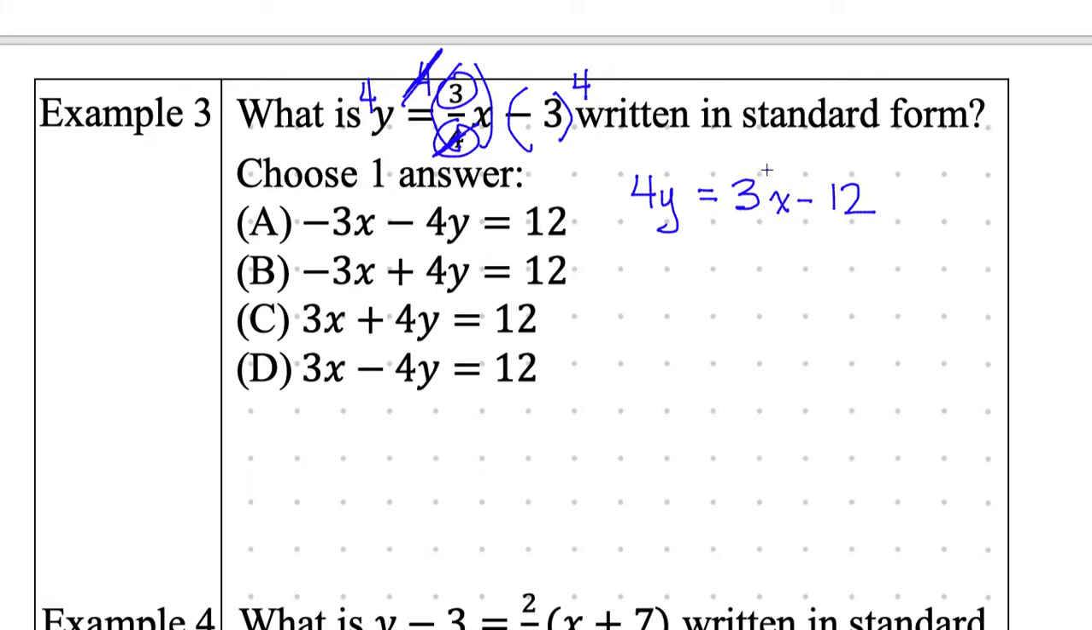So we need to move this 3x over. How am I going to do that? How am I going to move this 3x to the left-hand side here? What am I going to do? Jade?